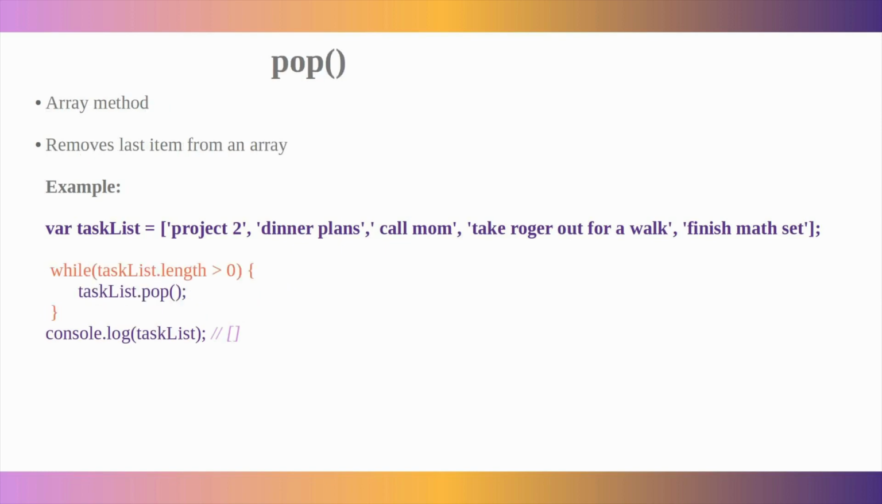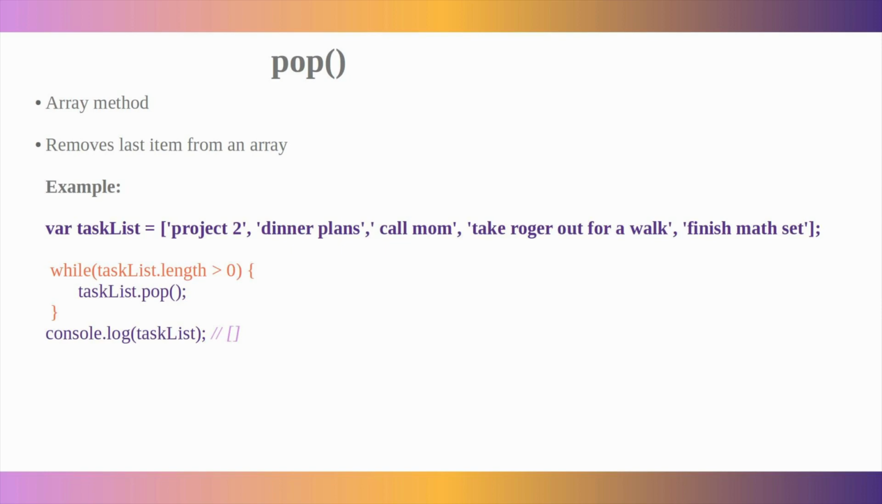Moving on, let's now talk about the pop method. If you remember from our removeMe function, the pop method removes or pops the last item in an array. In order to remove all the items of an array using the pop method, we use while. A while loop will keep running while a condition is true. Once the condition is false, the while loop will terminate.